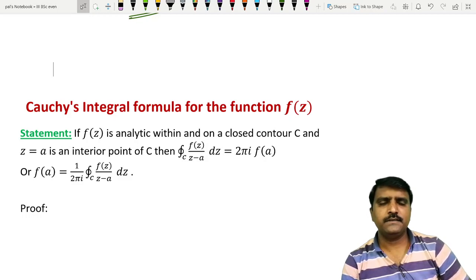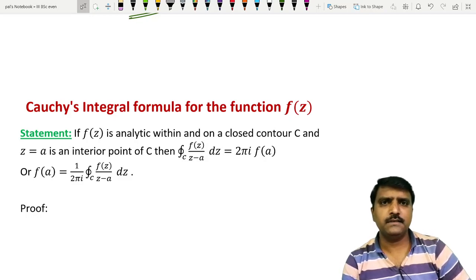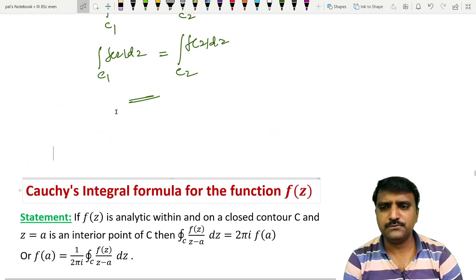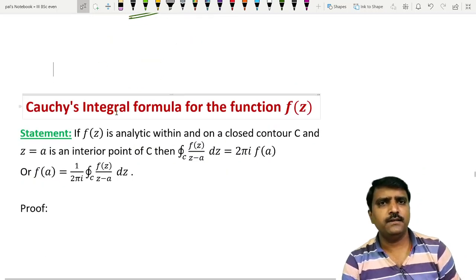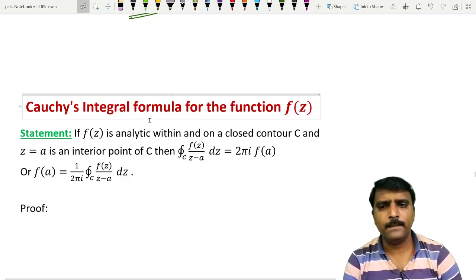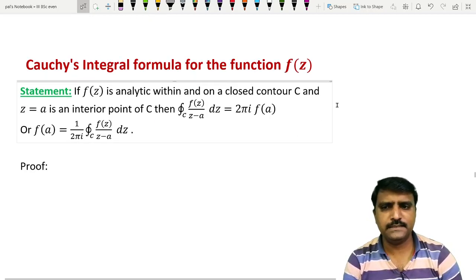So in last class I discussed Cauchy's integral theorem and Cauchy's integral formula and its consequences. Today I would like to discuss one more important concept, that is Cauchy's integral formula for the function f of z. Here, you see this theorem.